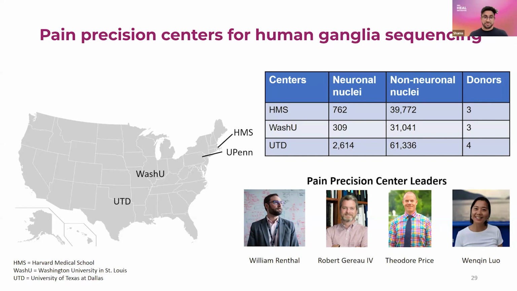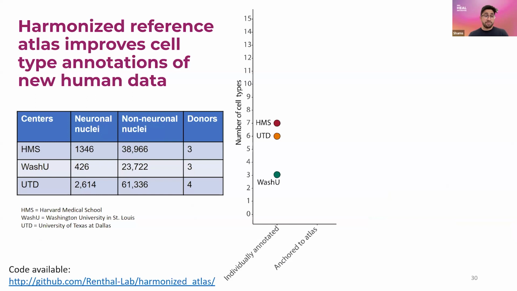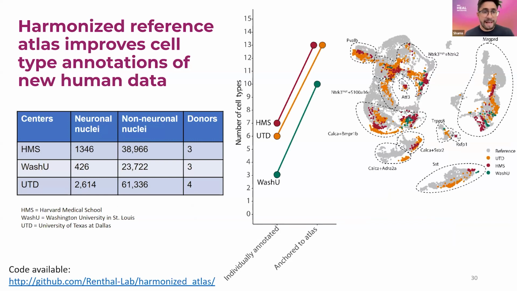And so what we found by anchoring to the harmonized reference atlas is that we can improve the number of cell types identified in individual studies by almost 2 times. We can increase it 2-fold. And the code to anchor to our reference atlas is in fact available currently on our Git repo.